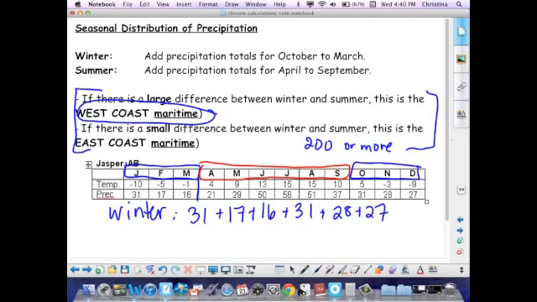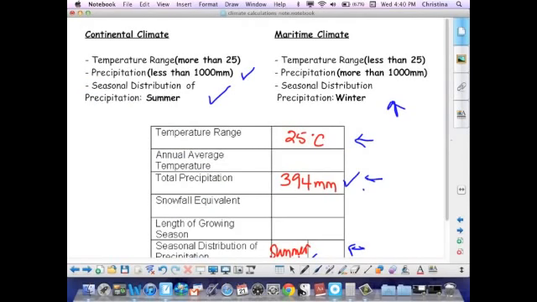If there's a small difference, so less than 200 millimeters, then that's most likely going to be an East Coast area. So for example, Halifax, Nova Scotia, or St. John's, Newfoundland. Sometimes I might ask you on a test to differentiate between the west and the east coast, so keep that in mind if you do have a maritime climate. In the case of Jasper, we had a continental climate, so it wasn't relevant. But just take note of it because it may prove to be important later on in the course. Good luck!